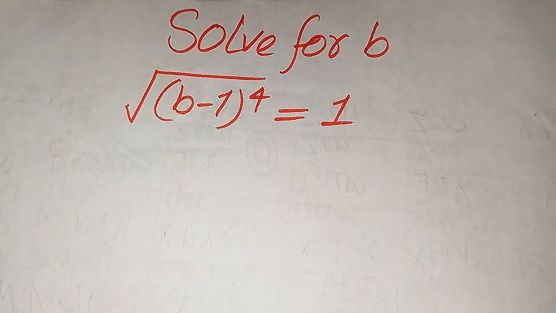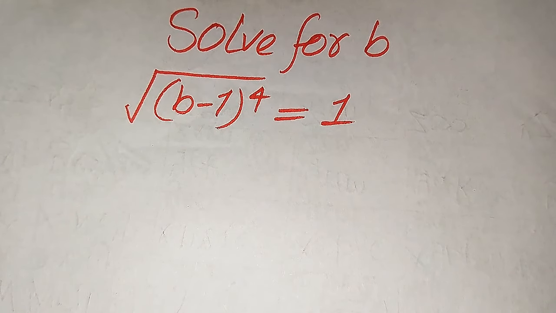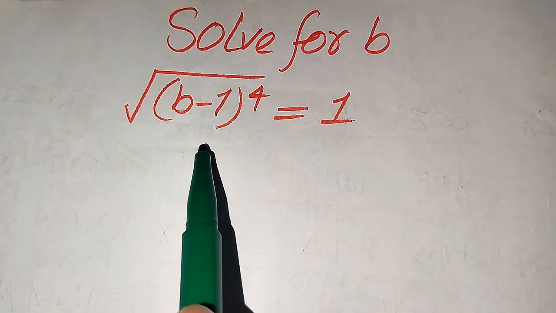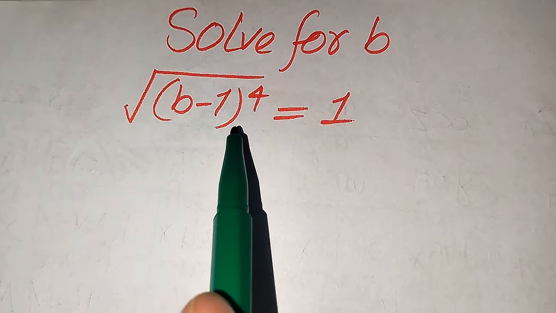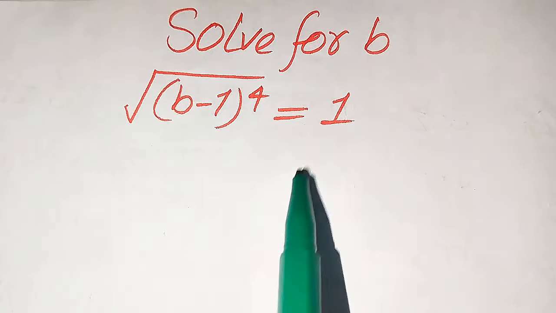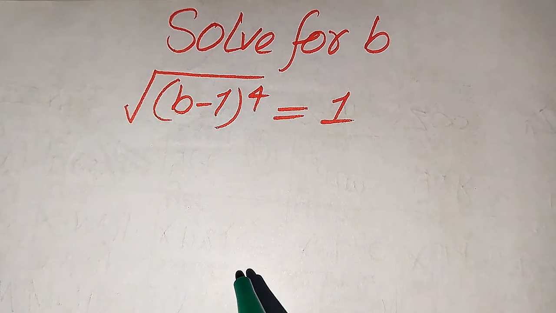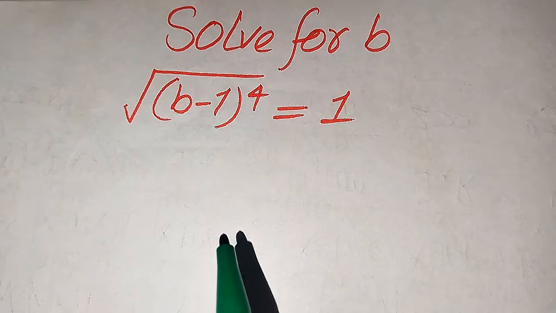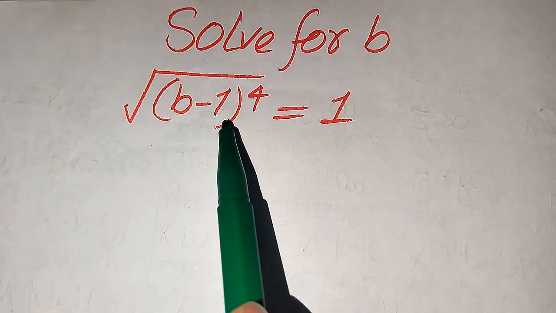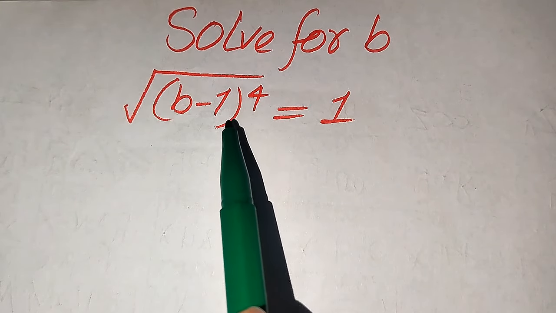Hello everyone, how to solve this problem for the values of b if we have b minus 1 to the power of 4 and its whole square root is equal to 1, and we solve this problem for all the values of b. So here the very first thing we are going to do is, you see that we have exponent to the exponent.